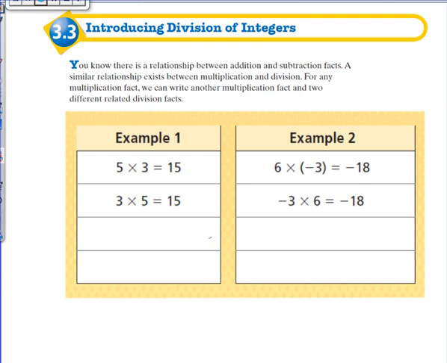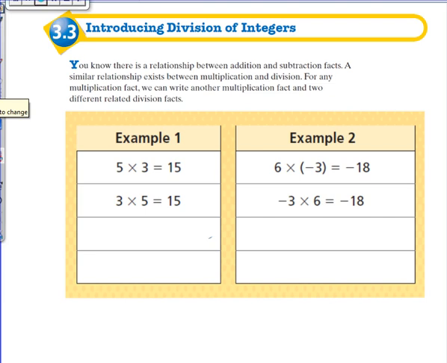So we're going to go over these two examples. The first one already has 5 times 3 is equal to 15. If you notice, they are all positive numbers. The second one has positive 3 times 5 is equal to positive 15. So now we are going to use these two multiplication problems to come up with two division problems.